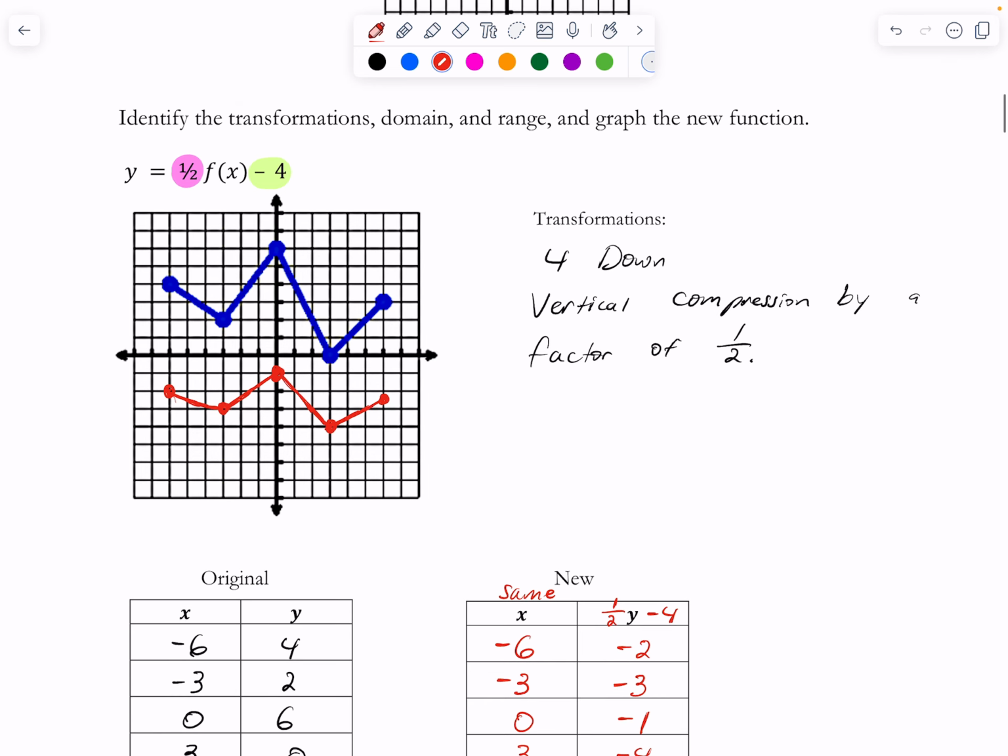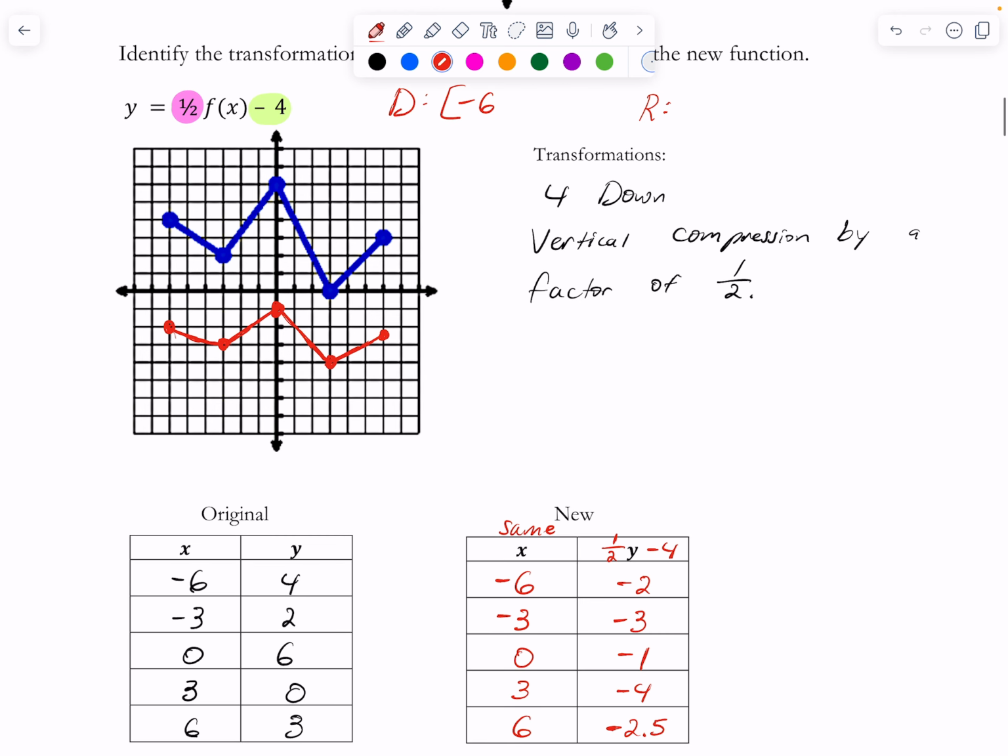Now it does ask us to find the domain and the range for the new graph. So let's go do the domain. The domain is actually the same, right? We didn't change anything about those x values. So it's still going to be -6 to +6. But the range is going to be different because we did move it down and also compress it vertically. So our new lowest y value looks like it's -4.